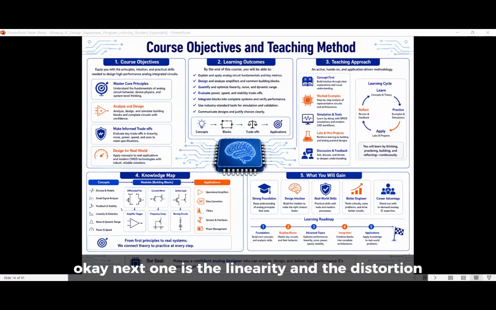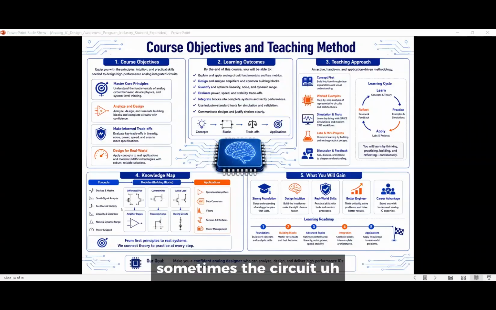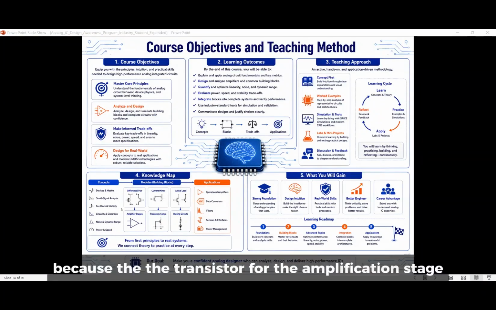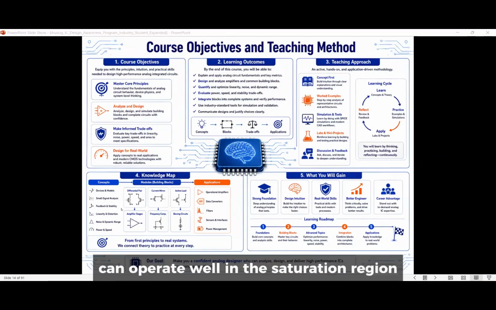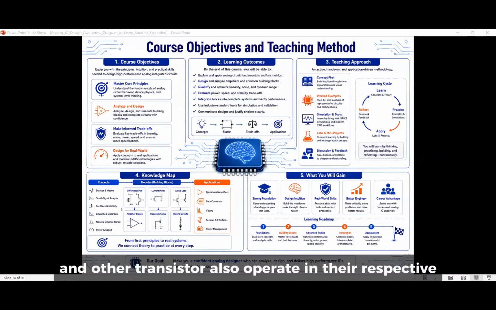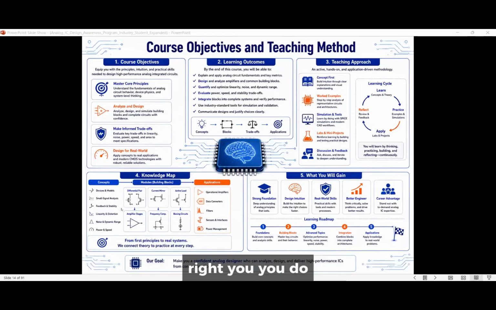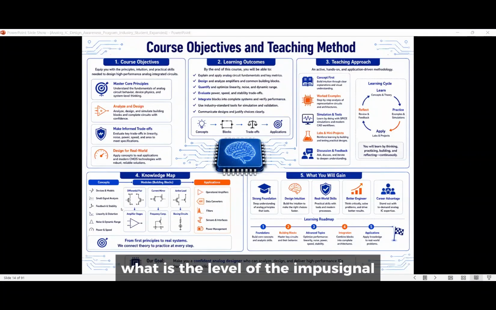Okay, next one is the linearity and the distortion. Linearity sometimes refers to a large signal input. For small signal input, if your gain is reasonable, the circuit operates in the linear region, because the transistor for the amplification stage can operate well in the saturation region, and other transistors also operate in their respective regions. But if the input signal is large enough, sometimes you cannot control it. You do not know what the level of the input signal is.